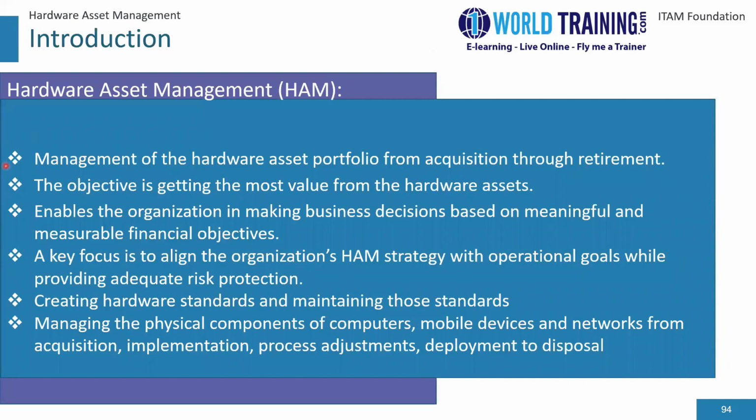What does HAM really achieve? It manages the hardware asset portfolio from acquisition to retirement. The objective of HAM is to get the most value from the hardware assets. It enables the organization in making business decisions based on meaningful and measurable financial objectives. An example of a business decision could be when to replace hardware or continue to use it, or when to dispose of it. A key focus of HAM is to align the organization's HAM strategy with the operational goals while providing adequate risk protection.